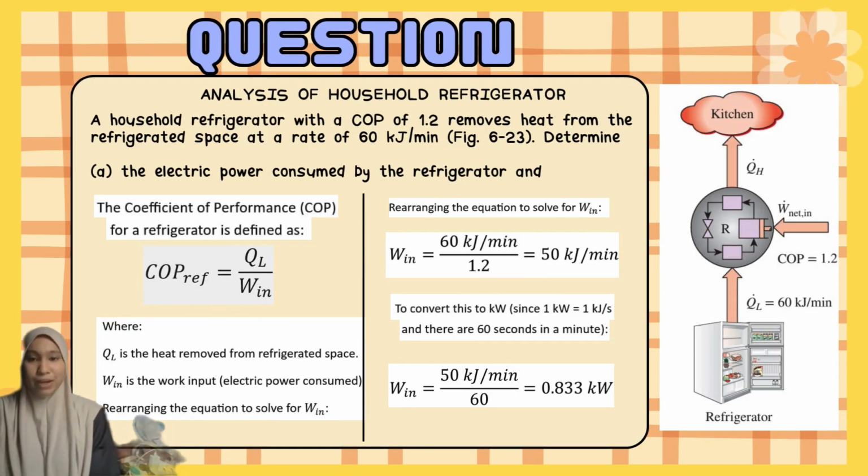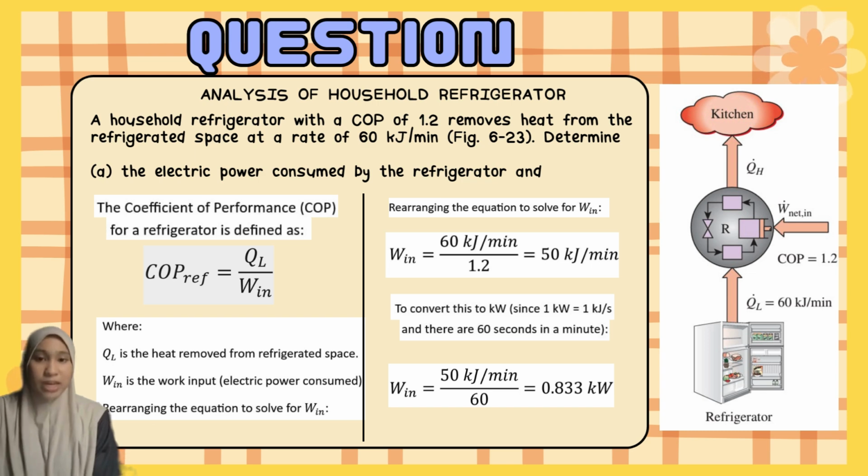Hi, I will explain the question related to a household refrigerator with a COP of 1.2 that removes heat from the refrigerated space at the rate of 16 kilojoules per minute. As you can see in the figure, the direction of the heat transfer is from the cool space to the warm space. It means the heat is being removed. The question asks us to find the electric power consumed by the refrigerator, which is our work input.